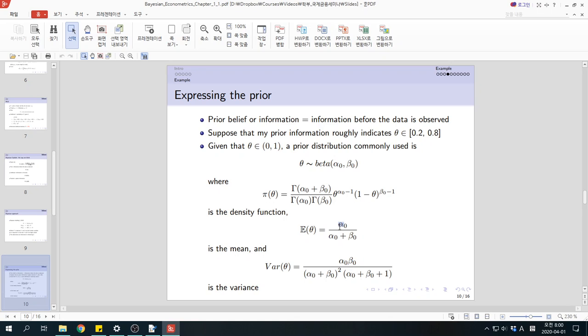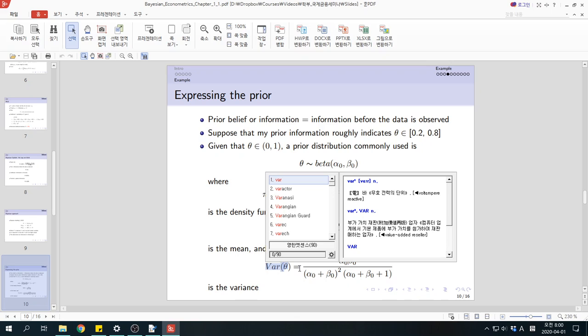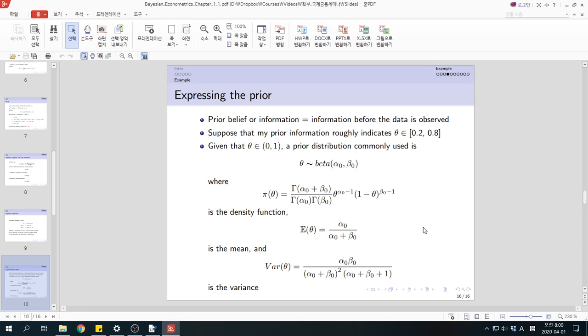But if the scale of alpha 0 and beta 0 is very large, what happens to the variance? The variance will be much smaller. So if alpha 0 and beta 0 are both very large, then the variance is very small. That means this distribution will be very tight, and the density function must be very sharp. But if alpha 0 and beta 0 are both small numbers, then this density must be very spread out. It must have very large tails. So these are some features of the beta distribution.